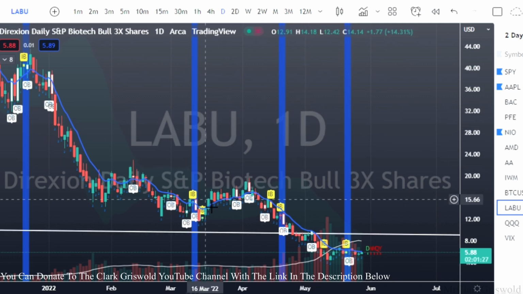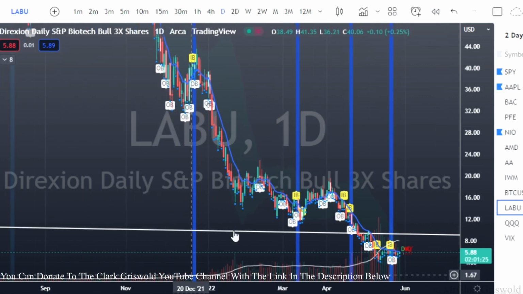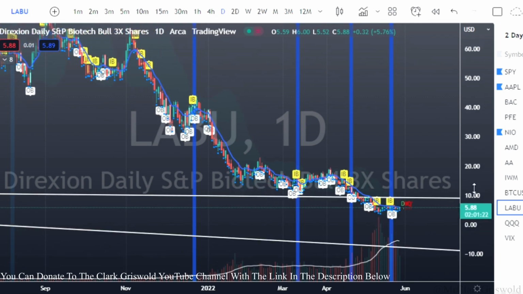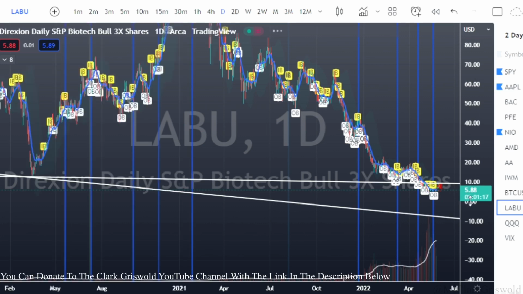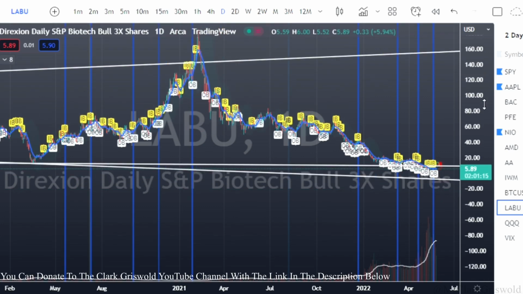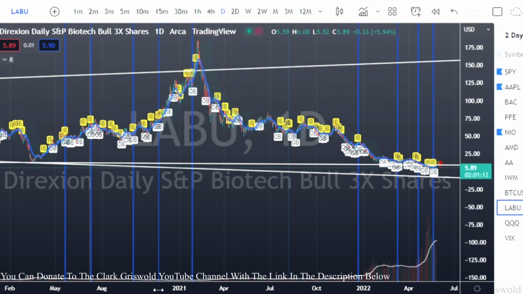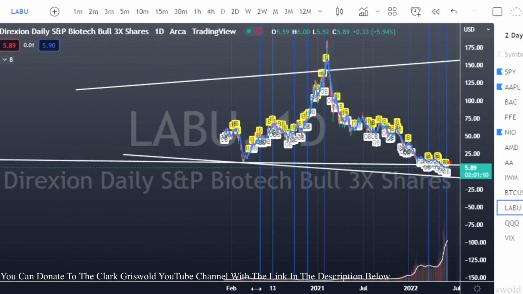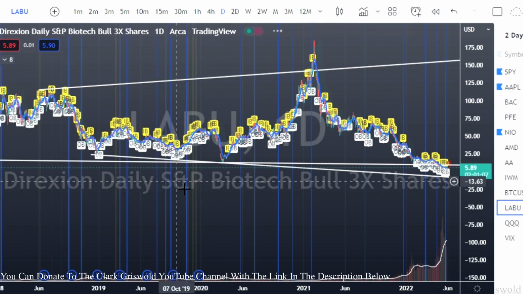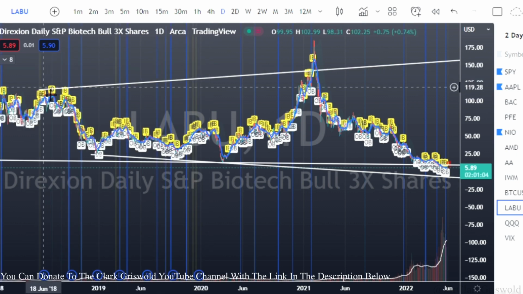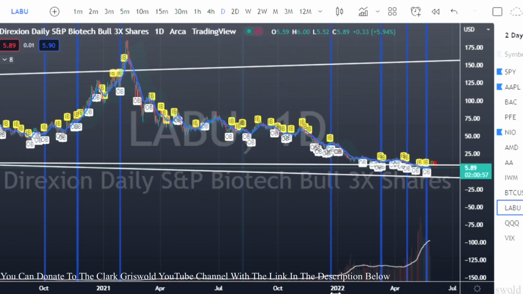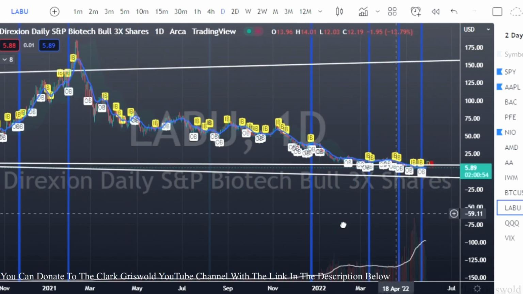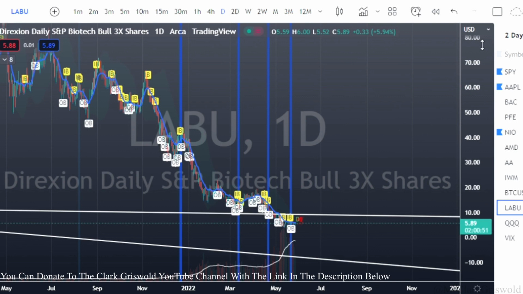Okay, LABU, someone asked me about. Okay, so LABU, I've got this drawn quite large, I think. So we've gone all the way back, way back. But you can see how this takes place, okay? Higher highs to lower lows, and then we come back up to the higher high, and we've come all the way back down, okay, to where we were in like 2019, pre-COVID.